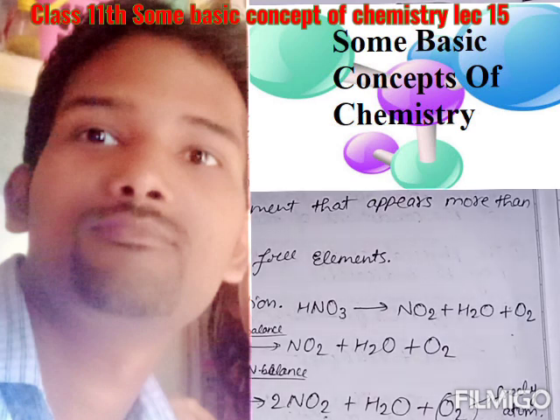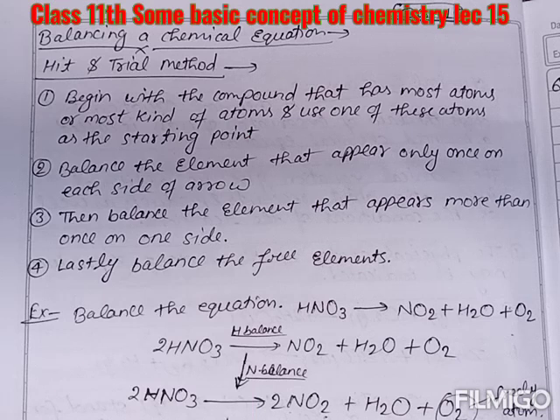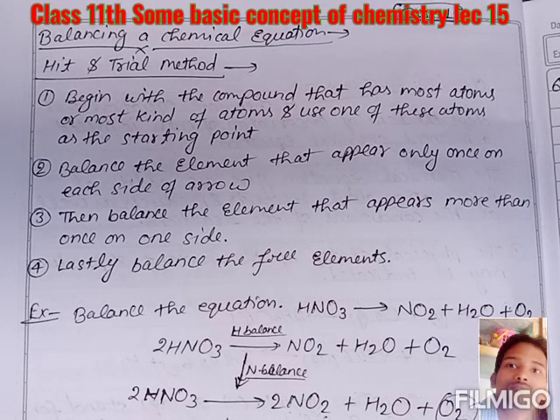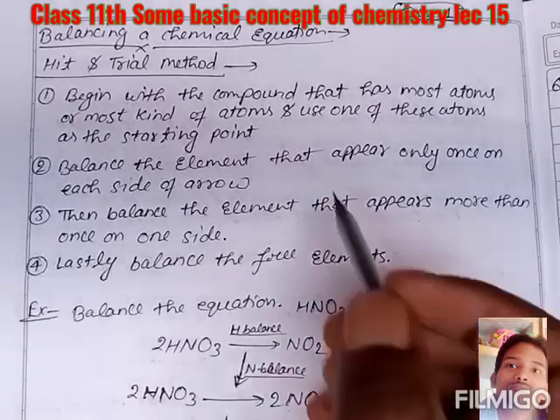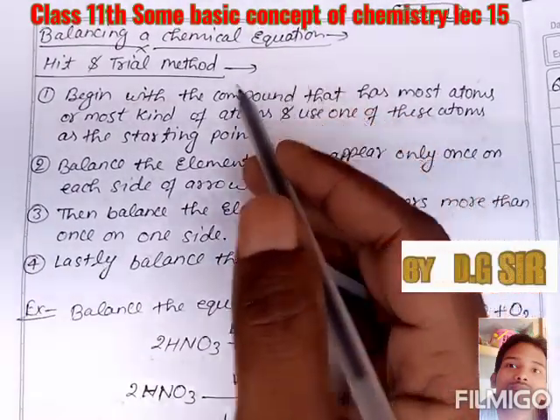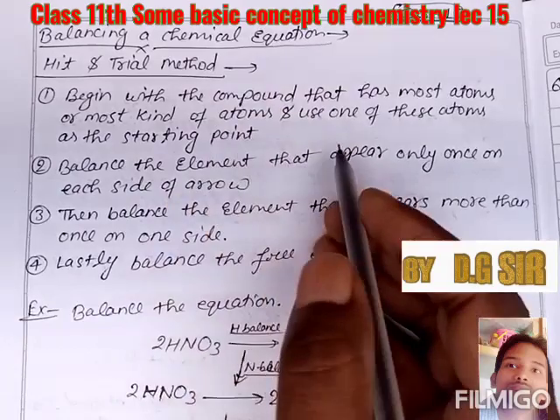Today we are discussing the class 11 first chapter, Some Basic Concepts of Chemistry, lecture 15, which is the last chapter's ending. Today's is a very important topic, that is balancing chemical equations by the hit and trial method.